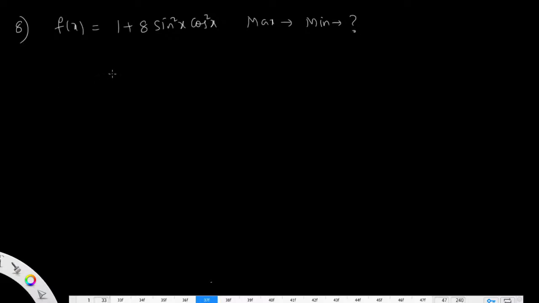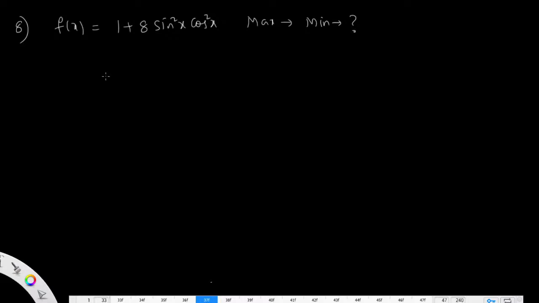What is the answer? 1 plus 8 sin square x into cos square x. What are the maximum and minimum values? Just now we completed the formula: sin 2a is obviously 2 sin a cos a. Sin square 2a is 4 sin square a cos square a. But here 8 sin square x cos square x is given.